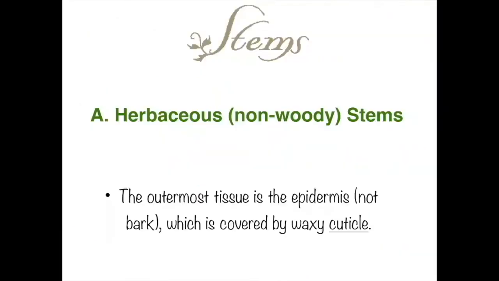Now let's talk about stems. Stems are divided into 2 types: herbaceous non-woody stems and woody stems. The herbaceous stems do not have wood inside them, but rather they have a pith. They are covered with an outermost tissue called the epidermis. They do not have bark. This epidermis is covered by a waxy cuticle.